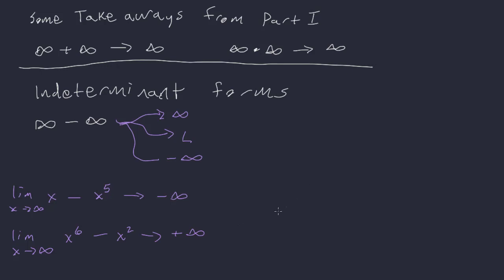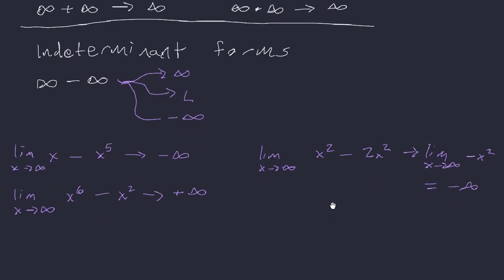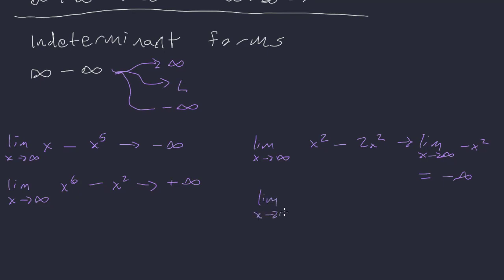Okay? And on the other hand, if we had the limit as x goes to infinity of, let's say, x squared minus 2x squared, that's not something we would usually look at. But that is going to end up being the limit as x goes to infinity of negative x squared. So that will be negative infinity. Or if we have the limit as x goes to infinity of, let's just say, x minus x, right? That's going to come out to be 0, because at every step we get an x minus x. So there are a lot of ways we can get an infinity minus infinity.